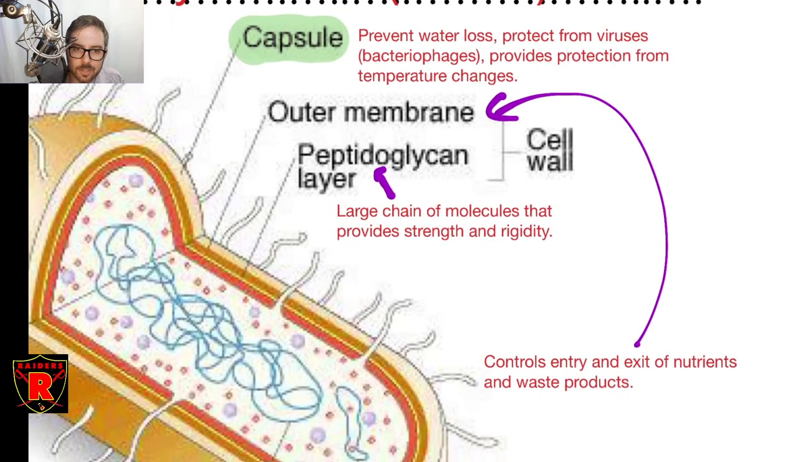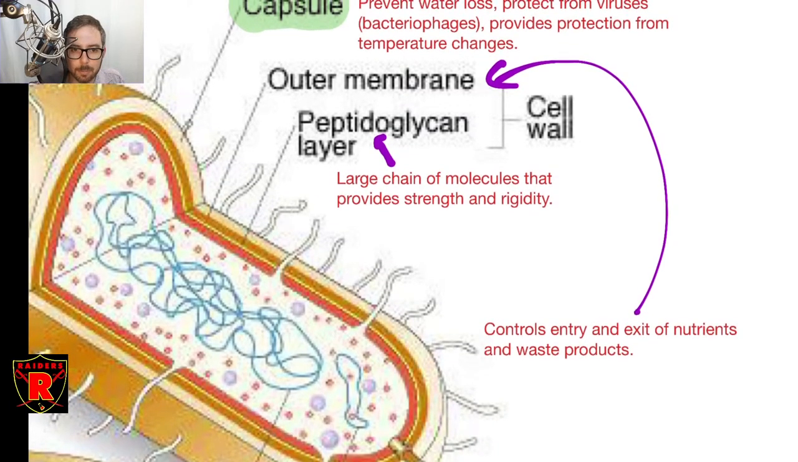Okay, so what else do they have? They have an outer membrane. Okay, so they have that capsule on the very outside. Oh, sorry, I should go in order here. There is a peptidoglycan layer. So peptidoglycan means protein sugar. Okay, the gly part is the sugar part. The peptid part is the protein part. So a protein sugar layer.